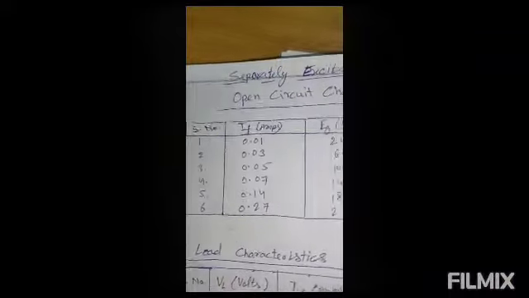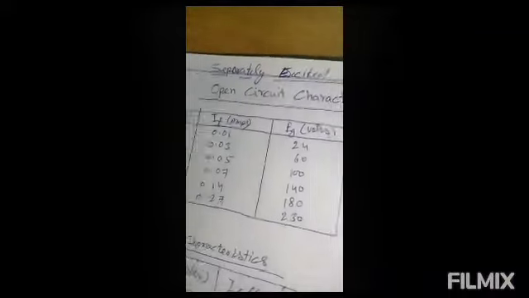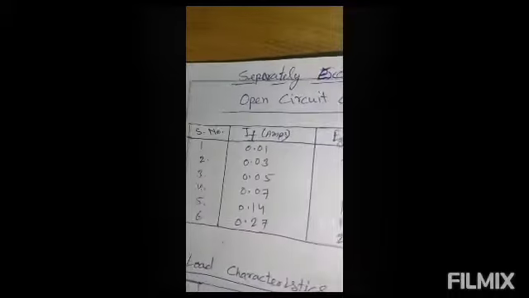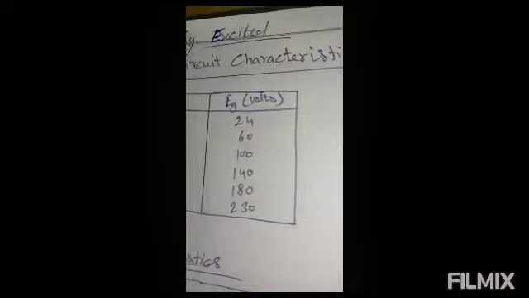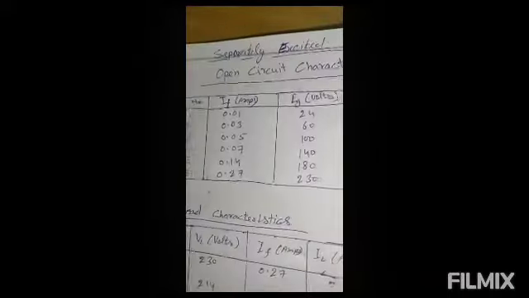Now this is the table which you will get. For the serial numbers, with the different values of IF, you will get different values of EG. You can note it down.